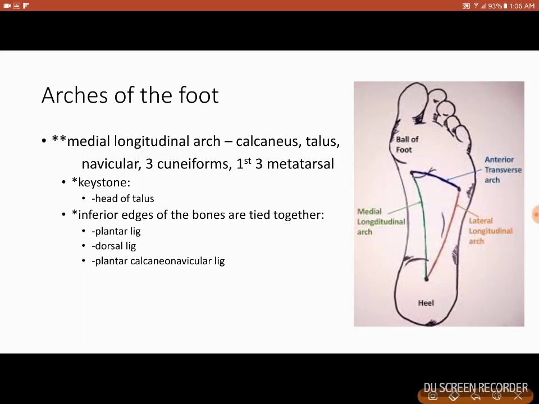Let's go now to the arches of the foot. First is your medial longitudinal arch. The bones included in the medial longitudinal arch are your calcaneus, talus, navicular, the three cuneiforms, and the first three metatarsals. Its keystone is the talus, and these are its static stabilizers.